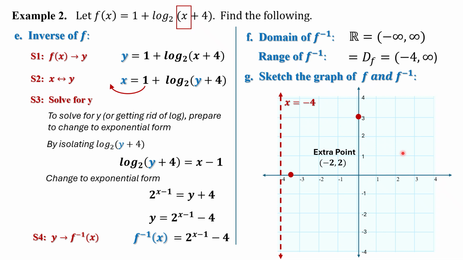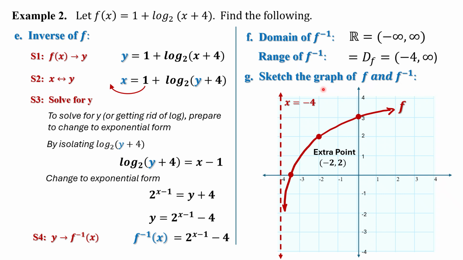And then we will have an extra point because we need a minimum of 3 points to graph this exponential or logarithmic function. So for the extra point, we assign any number between -1, -2, or -3. So I choose -2. So you have to put it in the given function. When you replace x with -2, then you will find y, which is equal to 2. So -2, 2. And now we are connecting these 3 points using a smooth curve asymptotic to this vertical line. So that's the graph of the function f.